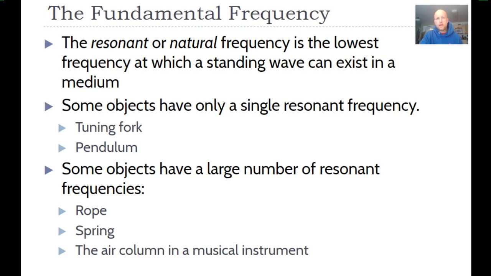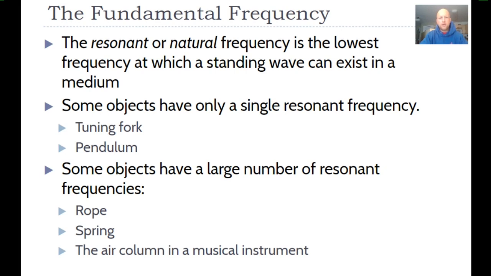The first thing we want to look at is the fundamental frequency. The resonant or natural frequency is the lowest frequency at which a standing wave can exist in a medium. If you were to look at a spring that you put on the ground, for example, have two people hold either end and increase the speed until you're getting a nice standing wave that's going up and down. That is going to be the fundamental frequency, also known as the first harmonic.